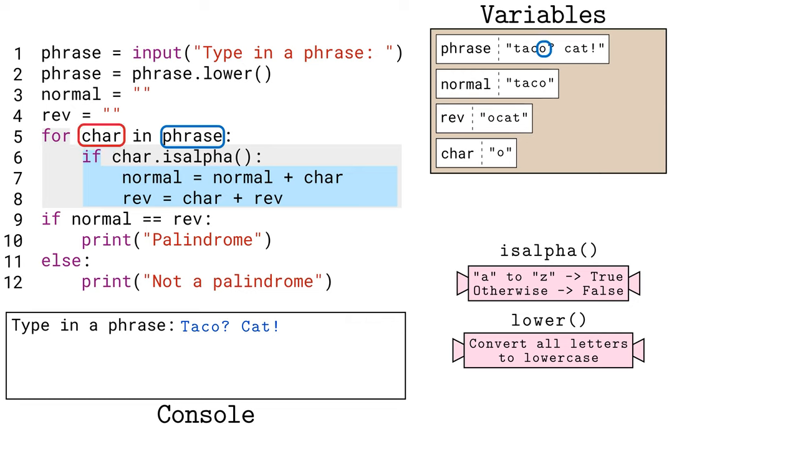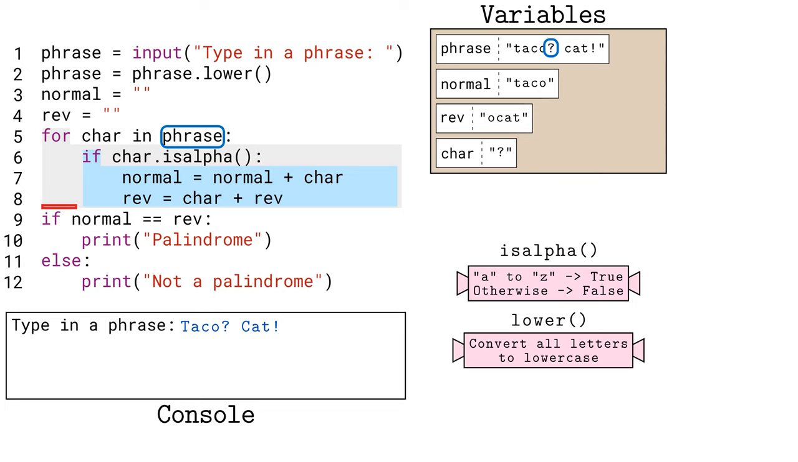On the fifth loop cycle, our stepper variable char has reached the question mark. This time, the isAlpha method returns false. When the condition of an if statement is false, Python skips the indented code, so it skips lines 7 and 8 and goes to the end of the if statement.